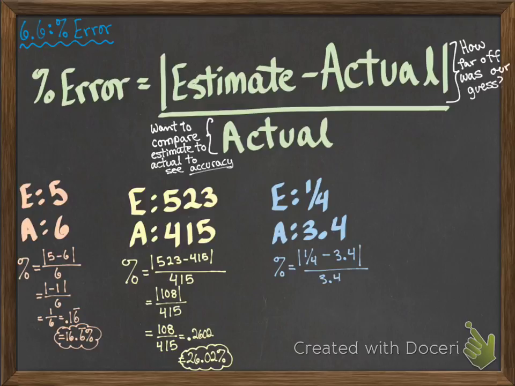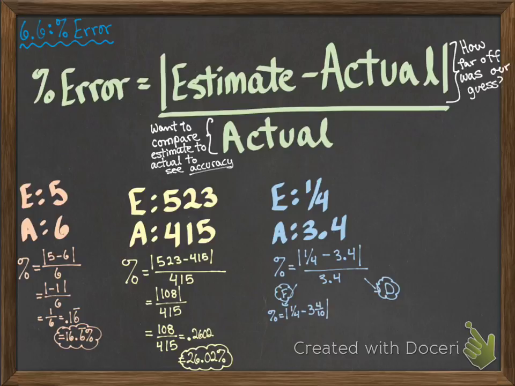All right, so percent error equals the absolute value of 1/4 minus 3.4, over 3.4, okay? So we can either do fractions or decimals, and we get to choose. So let's do the fraction part first. I'm going to change everything to fractions.